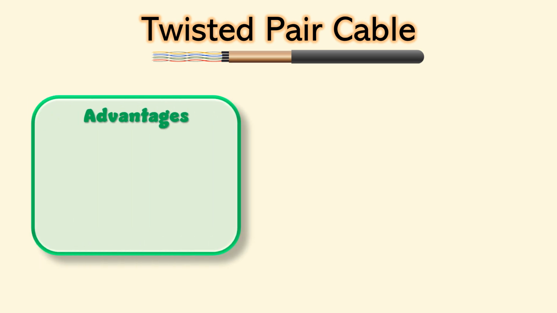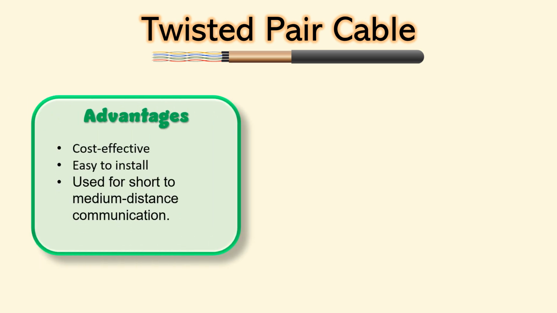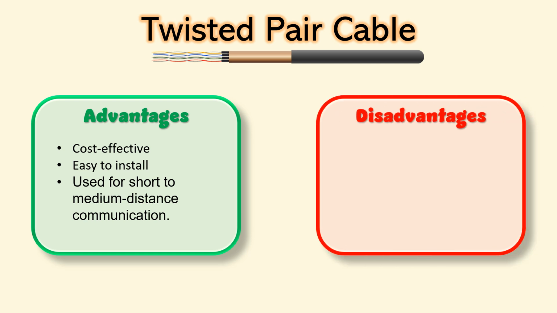Twisted pair cables are cost-effective, easy to install, and widely used for short to medium distance communication. However, they can suffer from interference and signal degradation over longer distances.